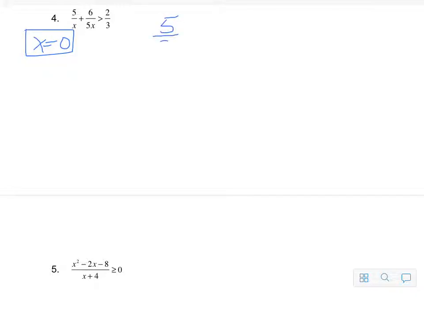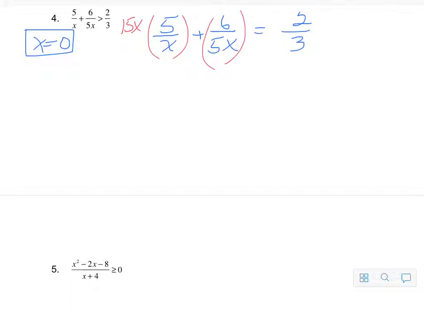So 5x plus 6 over 5x equals 2/3. All right, I need an LCD for x, 5x, and 3. Oh, we're going to use 15x. So I'm going to multiply this guy by 15x, this guy by 15x, and this guy by 15x. All right, let's see what I can cancel here.